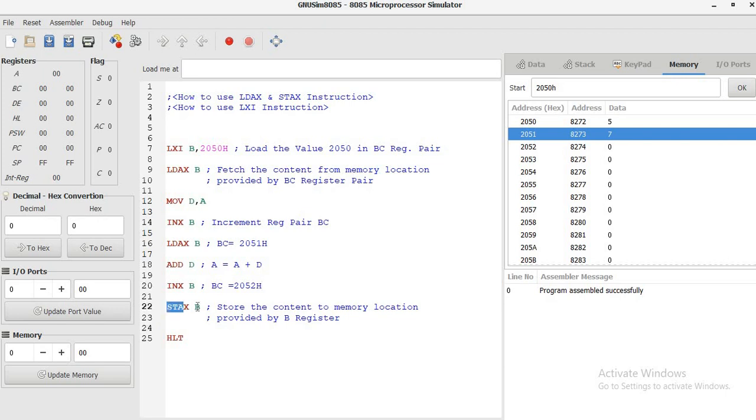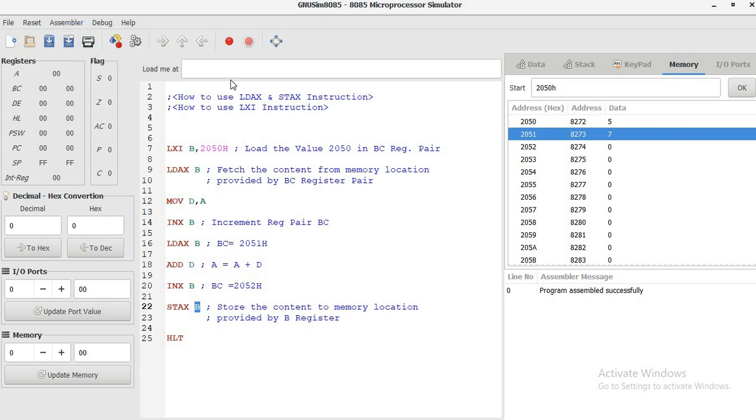Whenever I write STAX B, it means storing the content of the accumulator at the memory location provided by the register pair. That is the indirect mode of writing. With STA, you write the location directly. Here, for the location you need to refer to the register pair. Is it clear? So STAX B. The most important thing is that instead of LDAX B, you can write LDAX D as well. At that time the D register pair is going to be used. Here as well, the D register pair can also be used. Is it clear? Let's assemble the program and get a clear understanding of it.